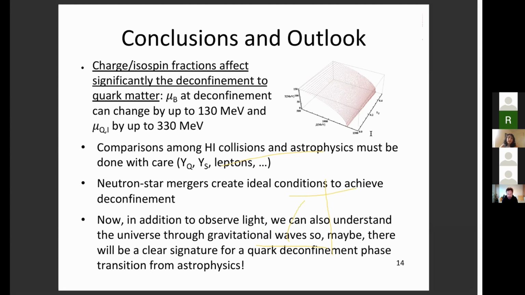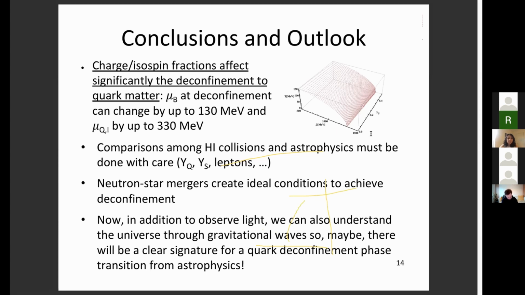For the baryon chemical potential, you can have changes of 130 MeV, and for the charge chemical potential of about 330 MeV. So if you happen to find the confinement, for example, in the HIC beam energy scan phase 2, it doesn't mean that that number translates exactly to what you expect from neutron star mergers. So there are many differences besides the leptons.